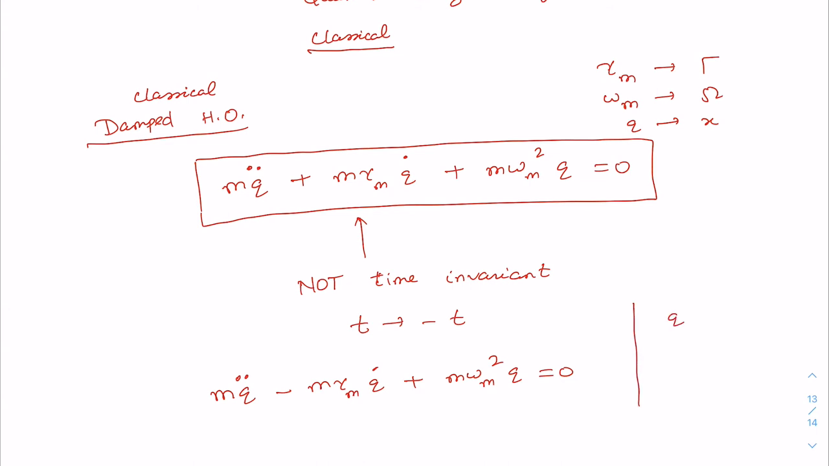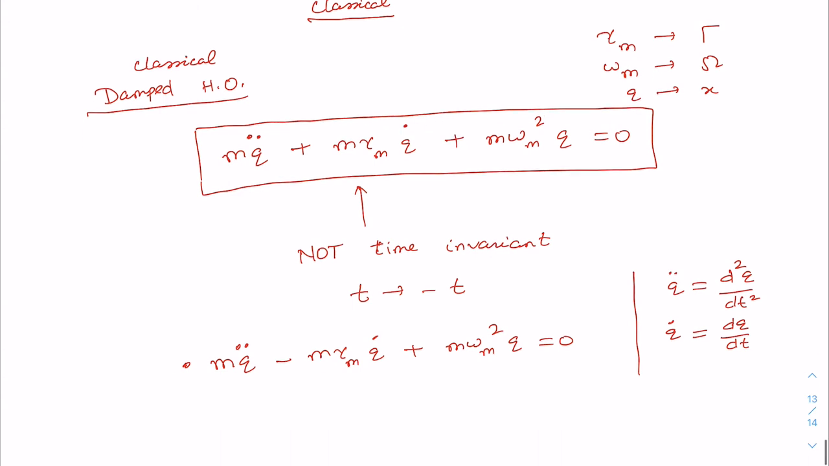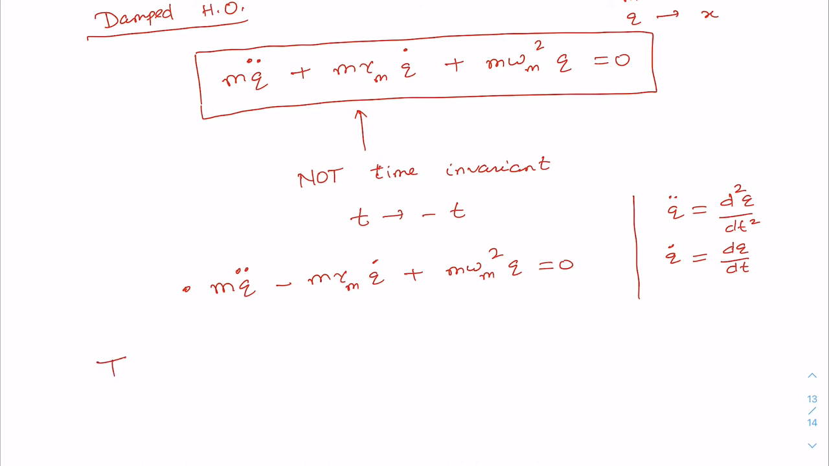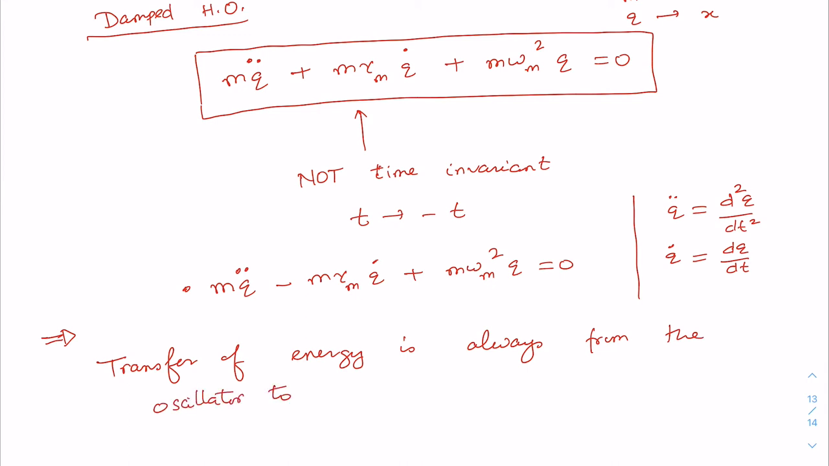You see, this is because q double dot is d²q/dt², so under time reversal it will remain the same, but q dot will change its sign because q dot is equal to dq/dt. So if t goes to minus t, q dot would become minus q dot, and that's why this is what we are having. So physically what it means is this: because it is not time invariant, transfer of energy is taking place, and the transfer of energy is always from the oscillator to the environment, and the reverse process never occurs.